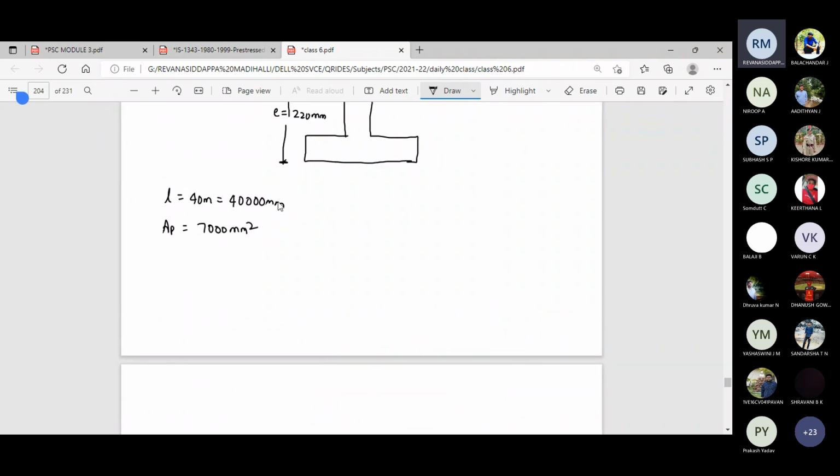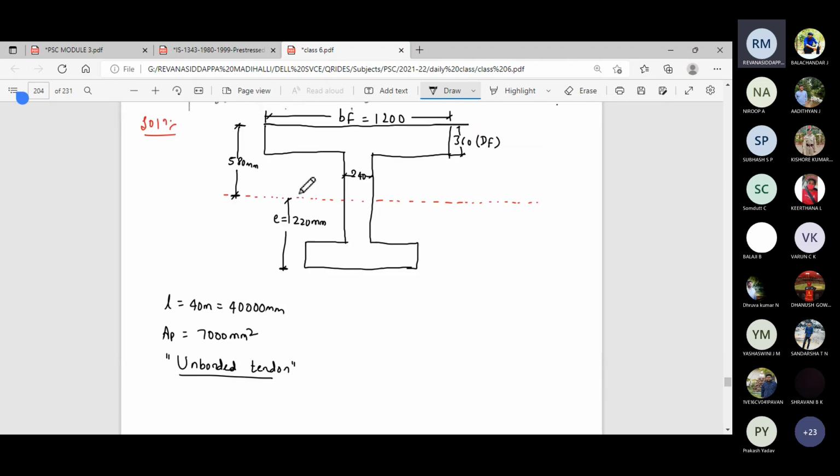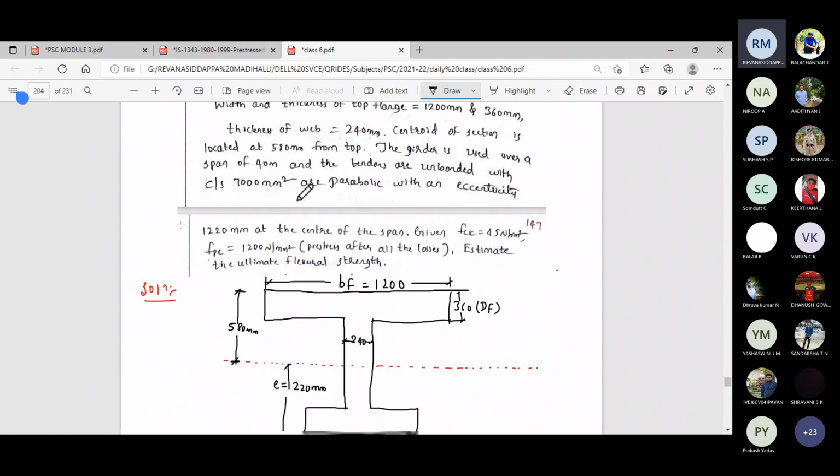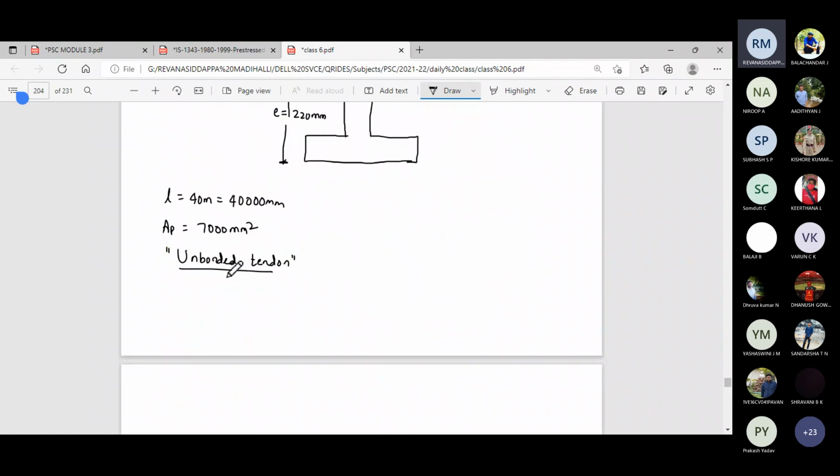Okay, unbonded tendon. What does it mean? Unbonded tendon means it is a post-tensioned beam. Okay, bonded and unbonded case will come under only post-tension beam only, not in pre-tension beam. It is not particularly mentioned whether it is post-tension and pre-tensioned. Okay, you need to identify by this condition whether bonded or unbonded.